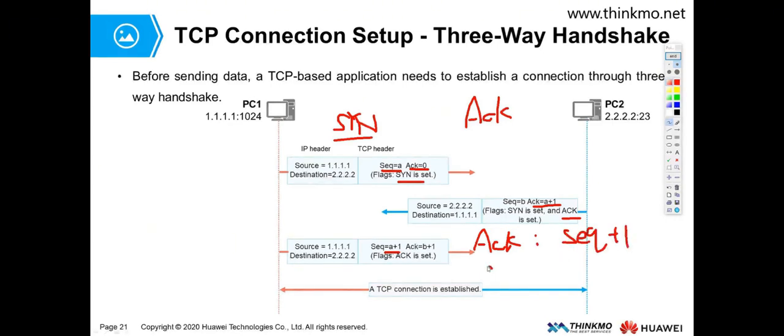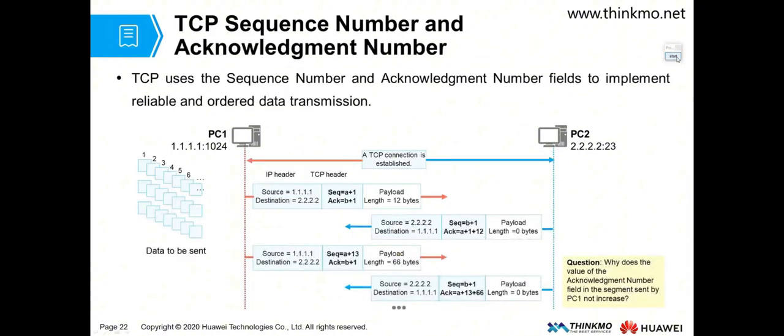In this context, SEQ will use the ACK provided by the other party as a filler. Here, both of our initial SEQs are random, and afterwards they will follow this principle, meaning the SEQ will use the other party's ACK. Regarding this ACK, if during this process PC1 sends data to PC2, why does the value of the acknowledgement number field not increase in the segment sent by PC1?